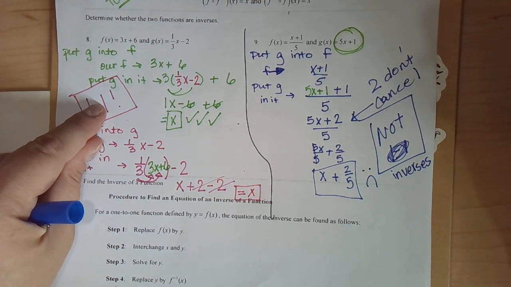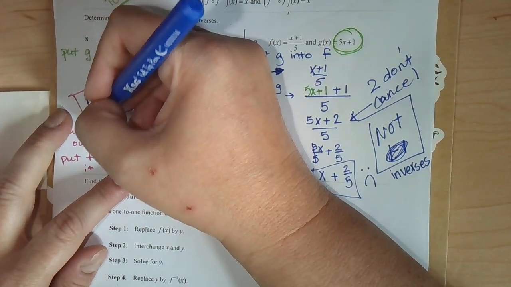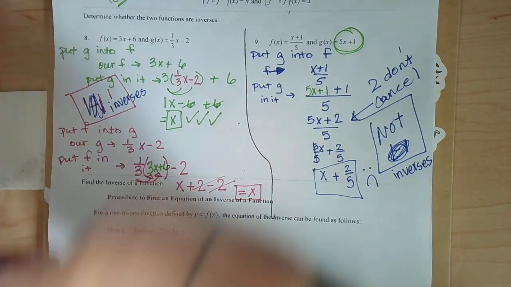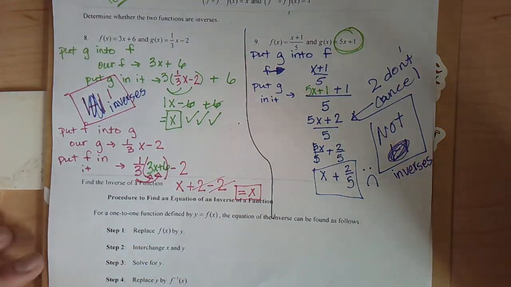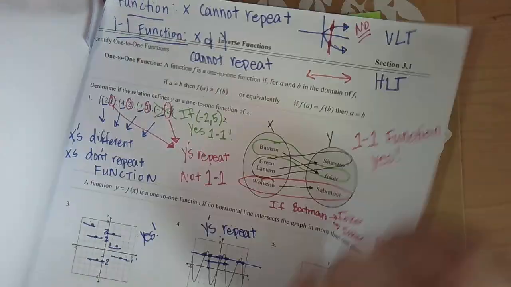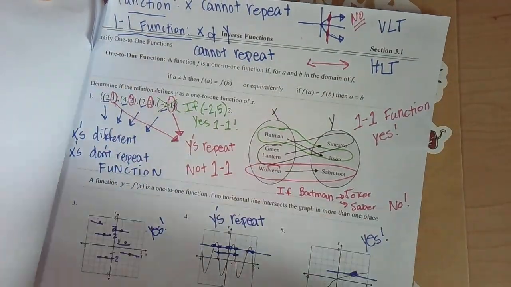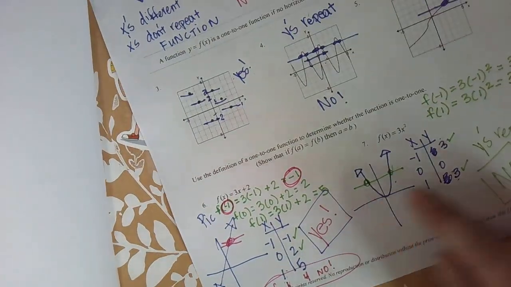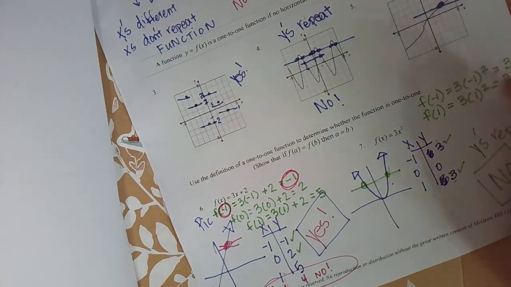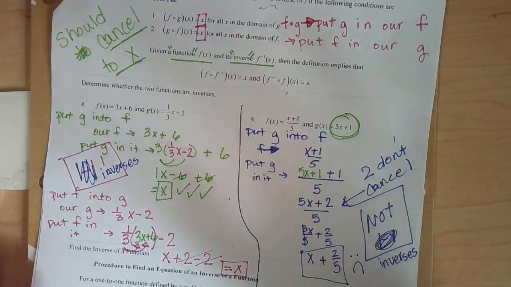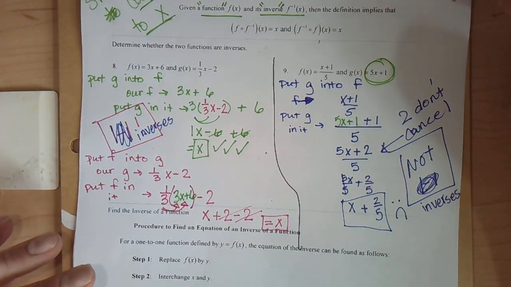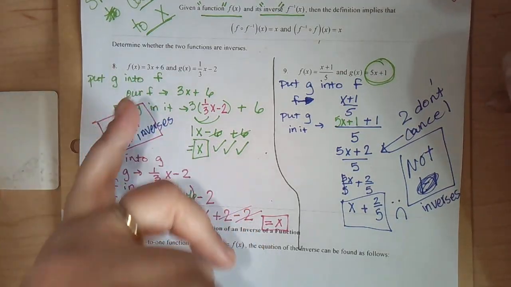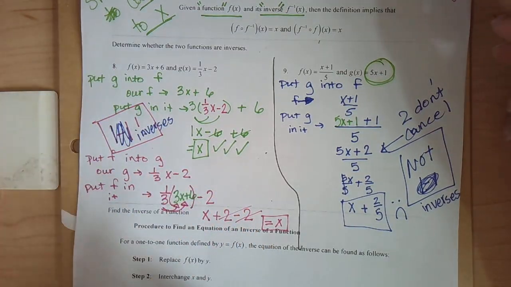My bad. And over here on number 8, when I said that they're 1-to-1, I meant to say they're inverses. Enough of the 1-to-1. Okay, so 1-to-1 means each x has one y, as in there's no repeats. Repeats on the picture, repeats in the point, repeats in the t-chart, repeats in the math. No repeats, no bueno. Okay. So we don't want the repeats. And then for inverses, everything has to cancel to an x.